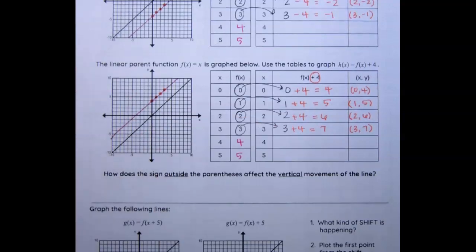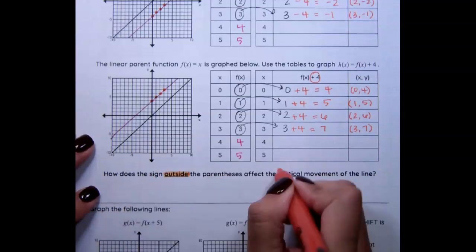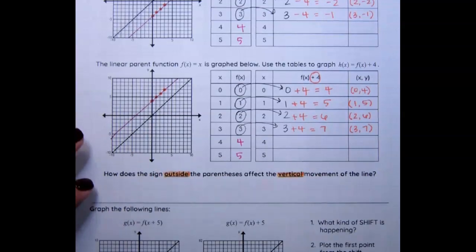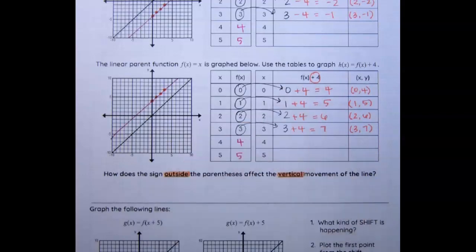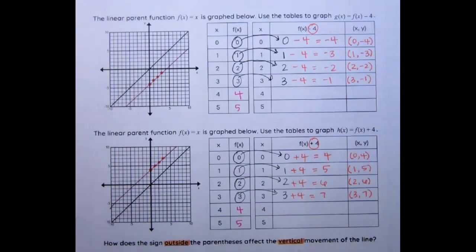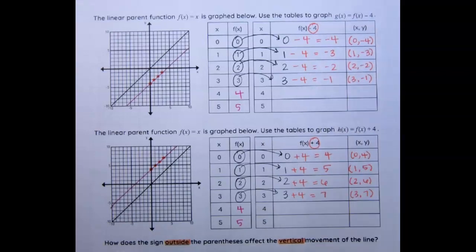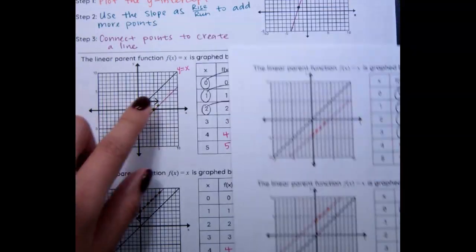All right. So now, this time it says, how does the sign on the outside of the parentheses affect the vertical movement? Well, this time it's vertical or up and down because this time we were doing that to the y values. So remember, f of x is the same thing as y. So we took the y value and we shifted that. So these look exactly like the other graphs we did, but the equations were different.